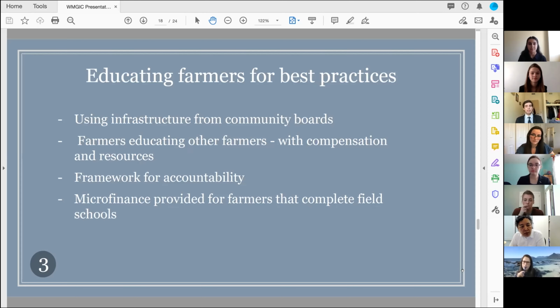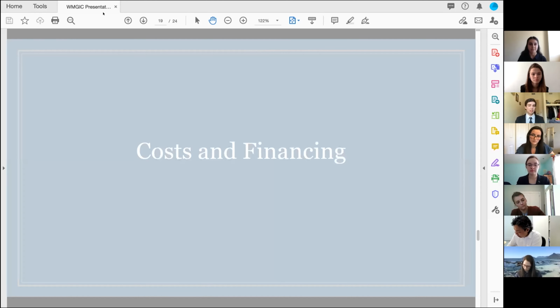And we'll also be providing microloans for farmers that do complete this program if they would like to receive them. The microfinance will be a partnership between the Ministry of Forestry, the Ministry of Agriculture and local microfinance institutions where the government can give a credit guarantee for 0% interest loans, and whatever the farmers don't pay back, the government will cover. Yeah, and I will pass it along to the cost and financing team.